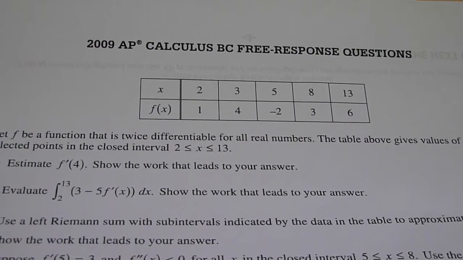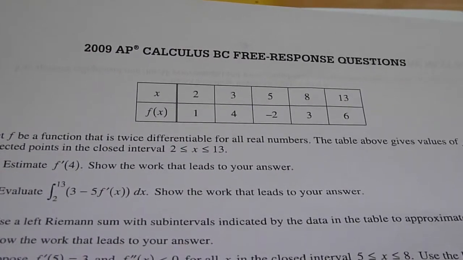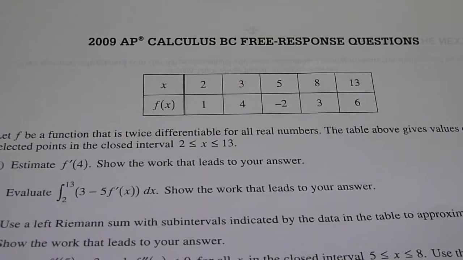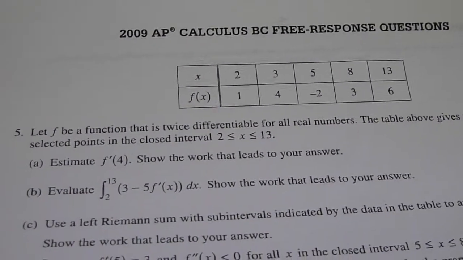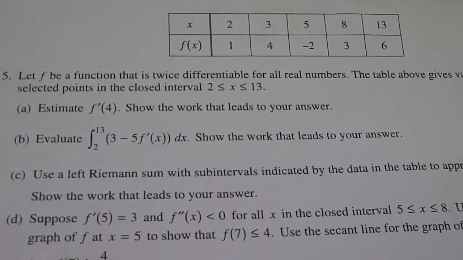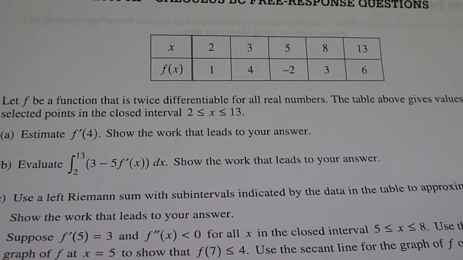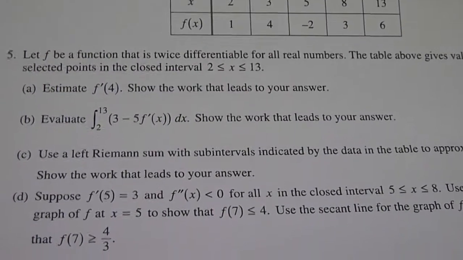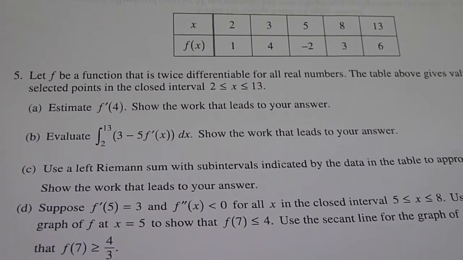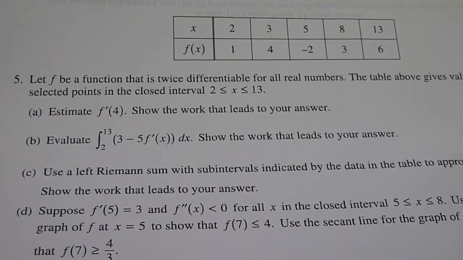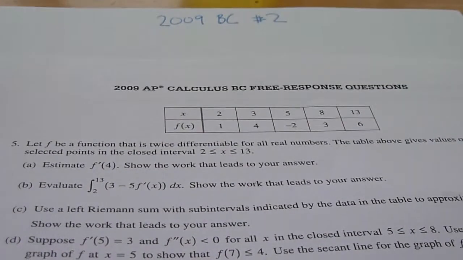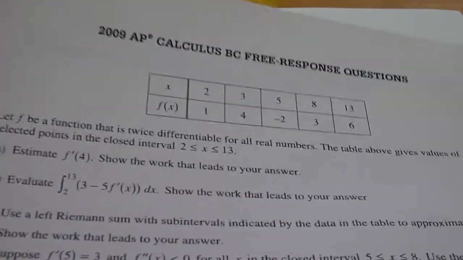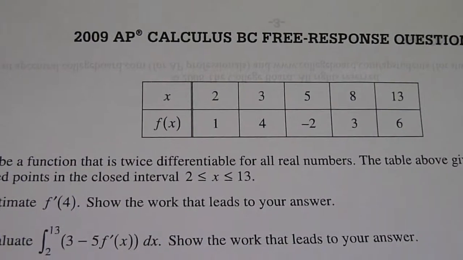So now we're going to do a free response question. This is from the 2009 BC exam, number 2. And we're given a table. Notice, not a graph. Usually when they give us a table, it's going to ask for an approximation of some sort. The first thing it wants us to do is estimate f prime of 4, which will be the slope in between 3 and 5. So we don't have 4, we are given 3 and 5, so we're just going to take the slope of that.